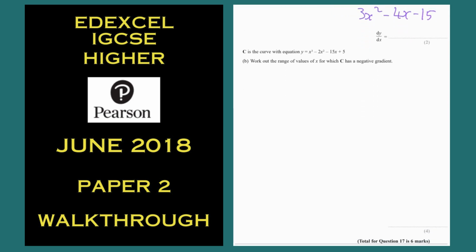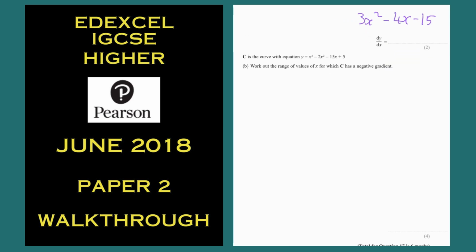So it says, we'll keep that on screen, work out the range of values when it has a negative gradient. Well, don't forget what dy by dx means. Dy by dx is known as your gradient function. So to have a negative gradient, it means your gradient function would need to be negative. And hey presto, it might not have looked like it, but it was a differentiation question that becomes solving an inequality.